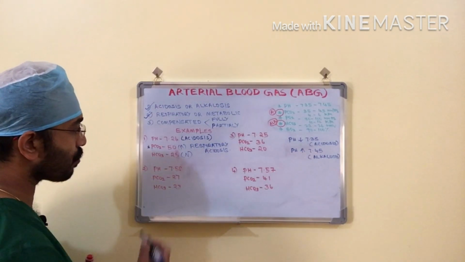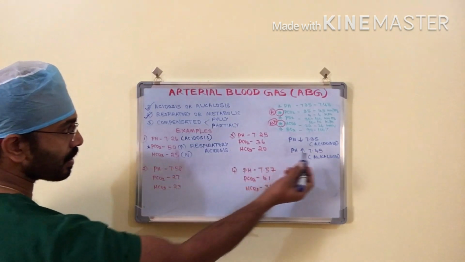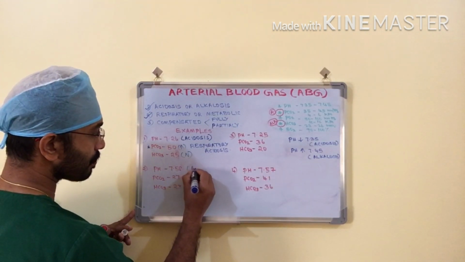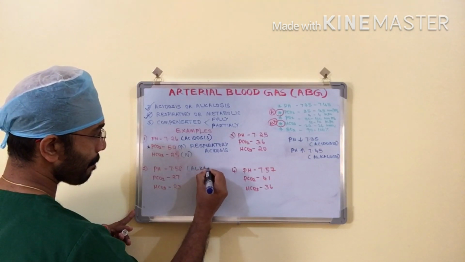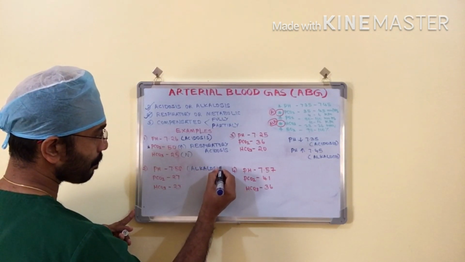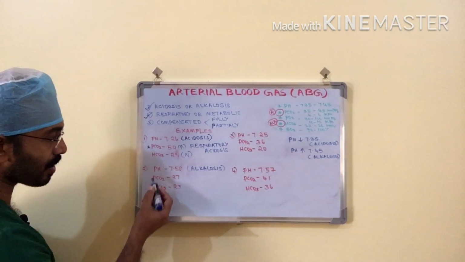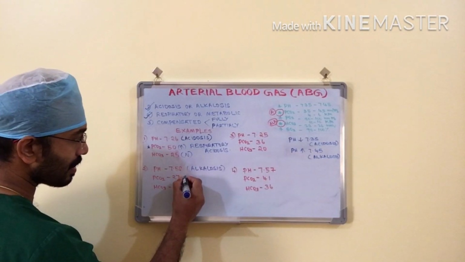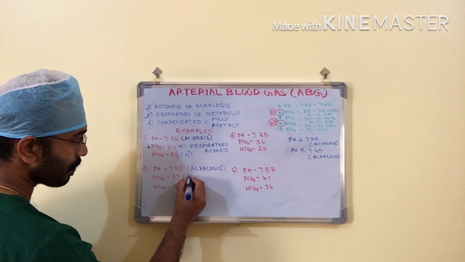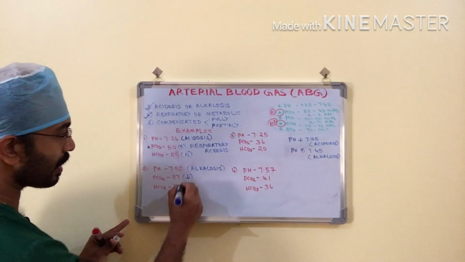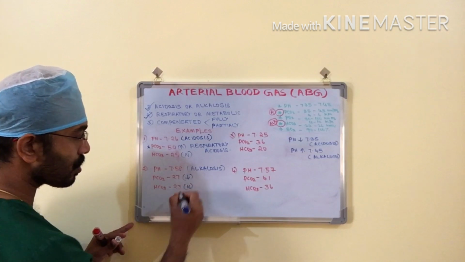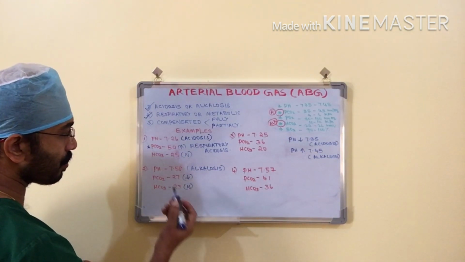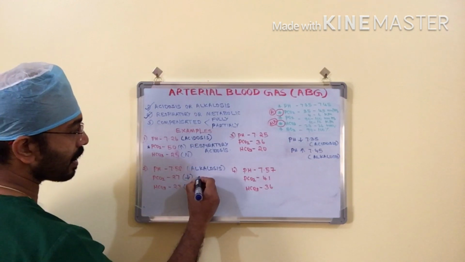We'll go to the next one. pH is 7.58, we can interpret as alkalosis. Next, need to check both the parameters. PCO2 is 27, it is less, and the bicarb is 23, it is normal. So we can go directly to the final diagnosis, it is respiratory alkalosis.